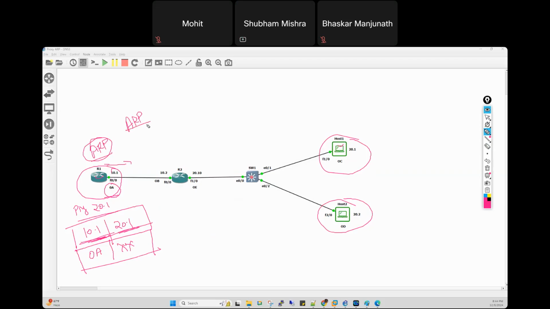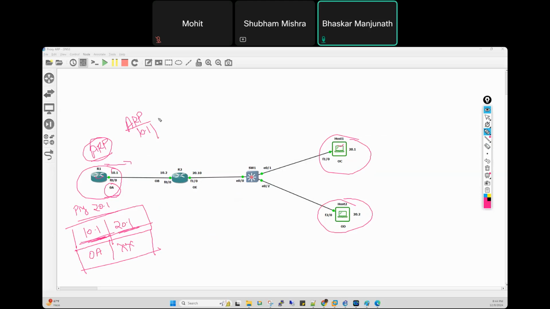In this ARP packet, what will be the source IP address? 10.1. Destination IP address will be, guys, destination IP address. What will be the destination IP address? Bhaskar, you?